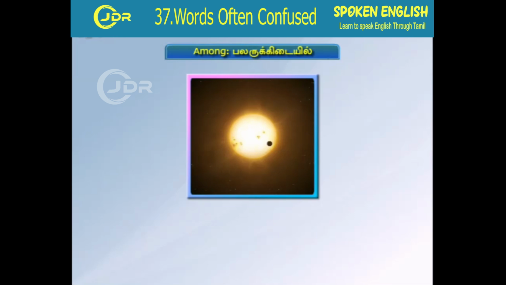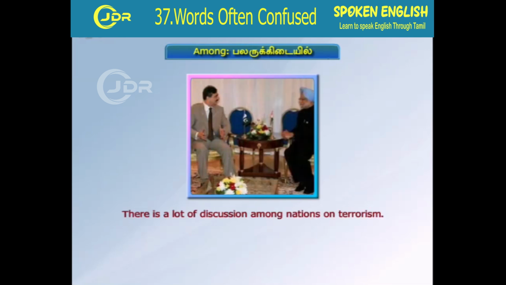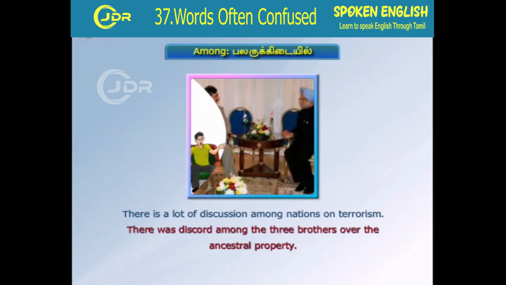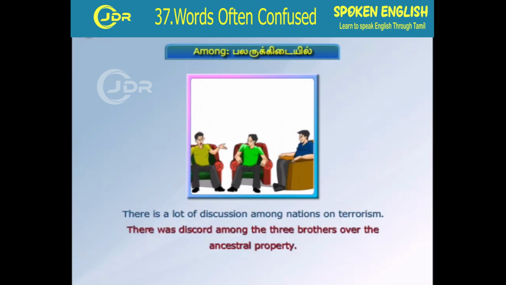Among, பலருக்கிடையில். There is a lot of discussion among nations on terrorism. There was discord among the three brothers over the ancestral property.